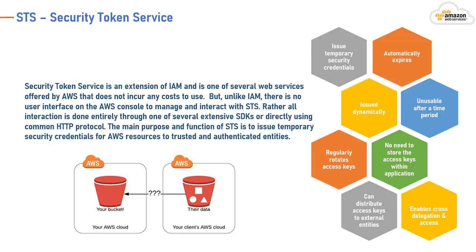Now moving to Security Token Service, STS. Security Token Service is an extension of IAM and is one of the several web services offered by AWS that does not incur any cost to use. But unlike IAM, there is no user interface on the AWS console to manage and interact with STS. Rather, all interaction is done entirely through one of several extensive SDKs or directly using common HTTP protocol. The main purpose and function of STS is to provide temporary security credentials for AWS resources to trusted and authenticated entities.